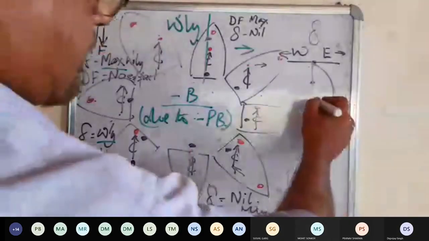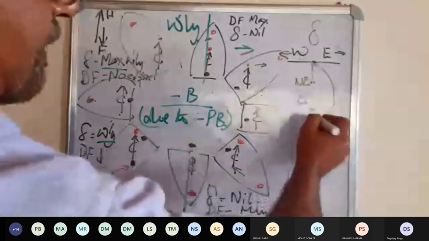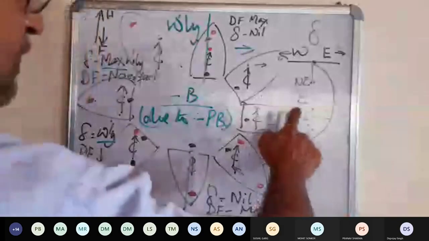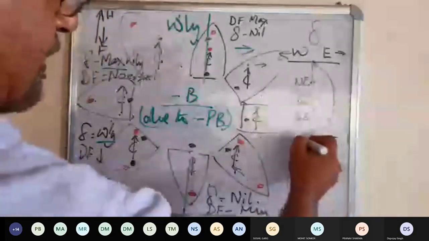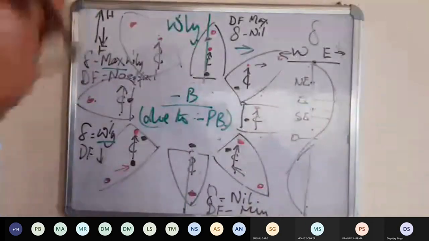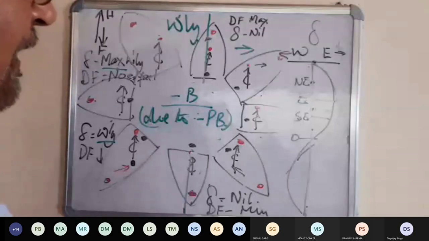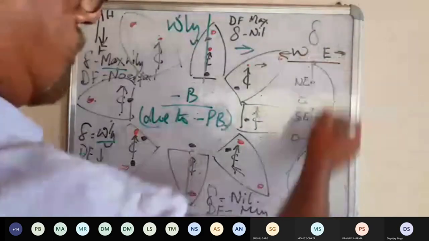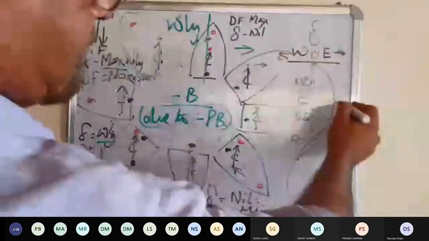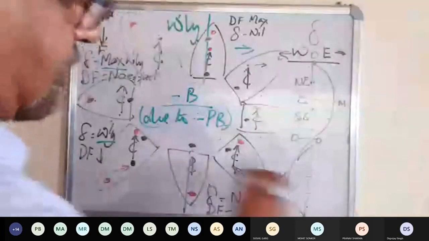So deviation is easterly here, northeasterly here, northeasterly here, southeasterly here, and zero here. So from north to south to north, when we complete a cycle, we are saying that zero to maximum to zero to maximum ulta, minus maximum and then zero.